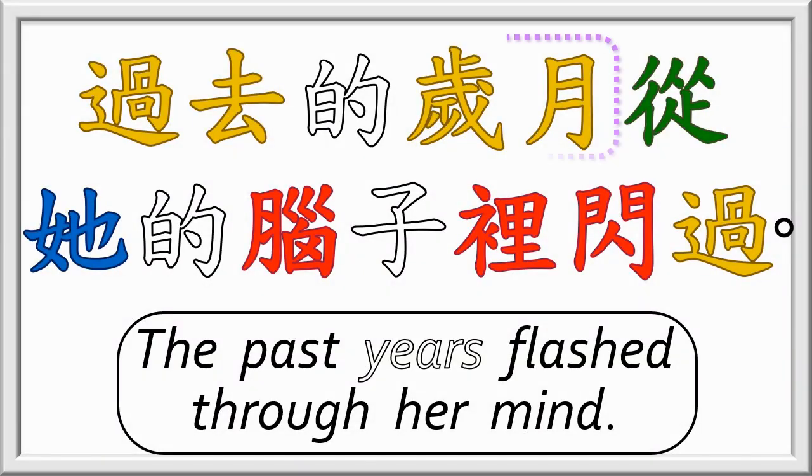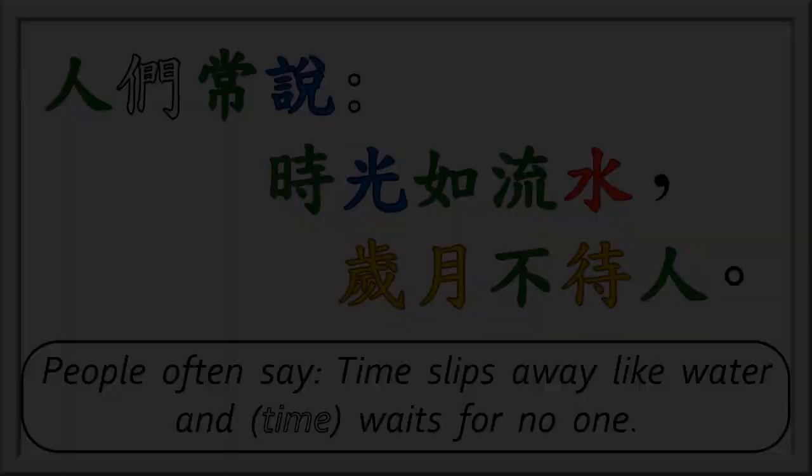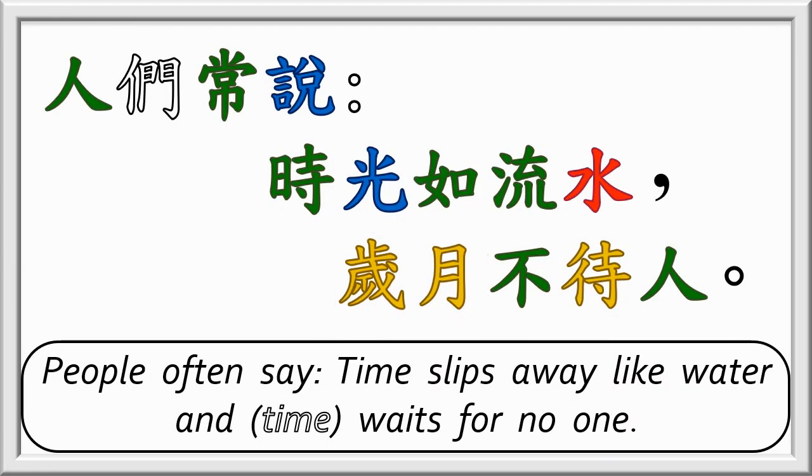岁月 is another expression for times and seasons, or simply past time in general. 过去的岁月从她的脑子里闪过. The past years flashed through her mind. 人们常说，时光如流水，岁月不待人. People often say, time slips away like water and waits for no one.